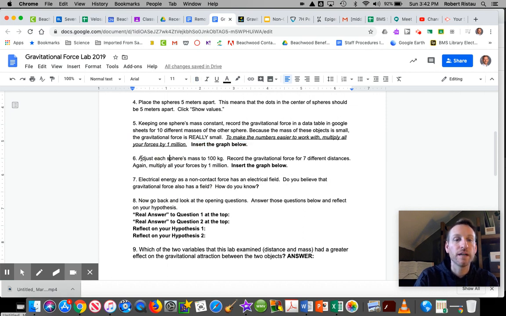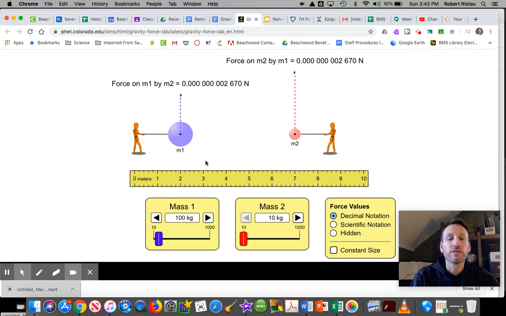6, okay, is where you keep the masses of each of those spheres the same, but now you're going to do 7 different distances. Okay, and so you're going to say that they're the same. So 100.